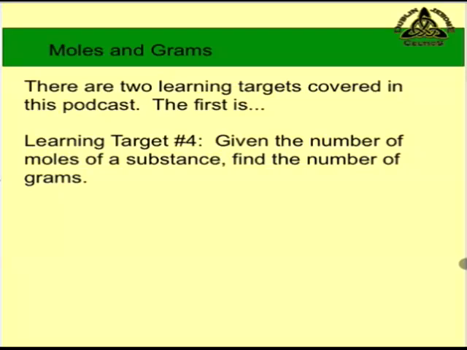Welcome to podcast number 3, molar mass conversions. These conversions will be some of the most common calculations you do in chemistry. There are 2 learning targets covered in this podcast, and they're very closely related. The first is learning target number 4, where if you're given the number of moles of a substance, you should find the number of grams. Learning target number 5, which we'll see in a little bit, is the reverse of this.